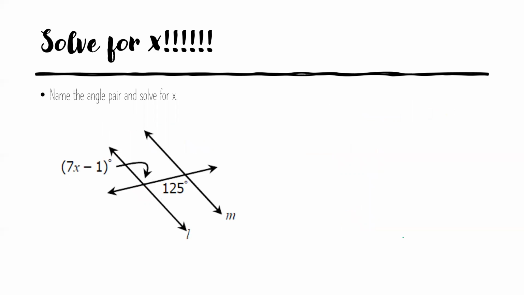Let's look at this next example here. They're giving me the measurement of this angle here, that this angle is 7x minus 1 degrees, and this angle here that is 125 degrees. What type of angle pair are these? If they are on the inside and they are on opposite sides of the transversal, they are alternate interior angles. And what do we know about alternate interior angles? That they are also congruent. That they are equal to each other. So the measurement of this angle here, 125, this one should also equal 125. So that means that 7x minus 1 should equal 125. That's how I can set up my equation.